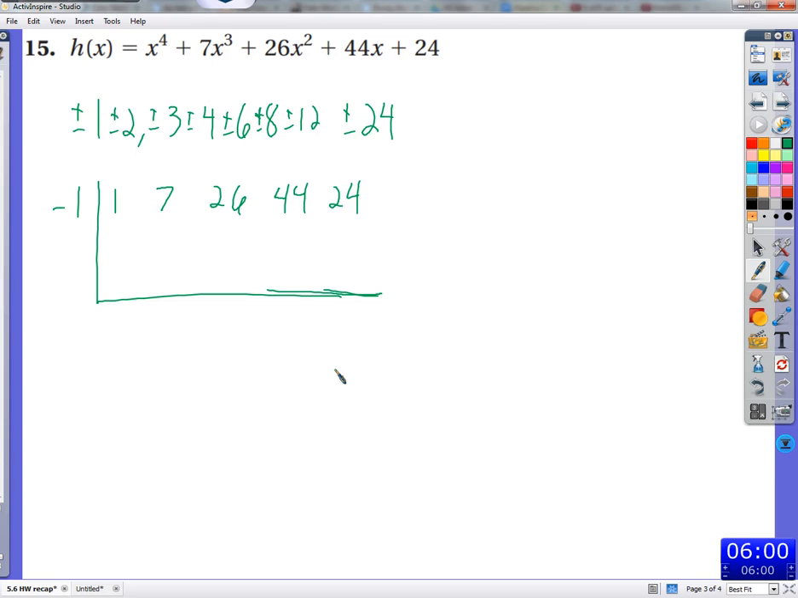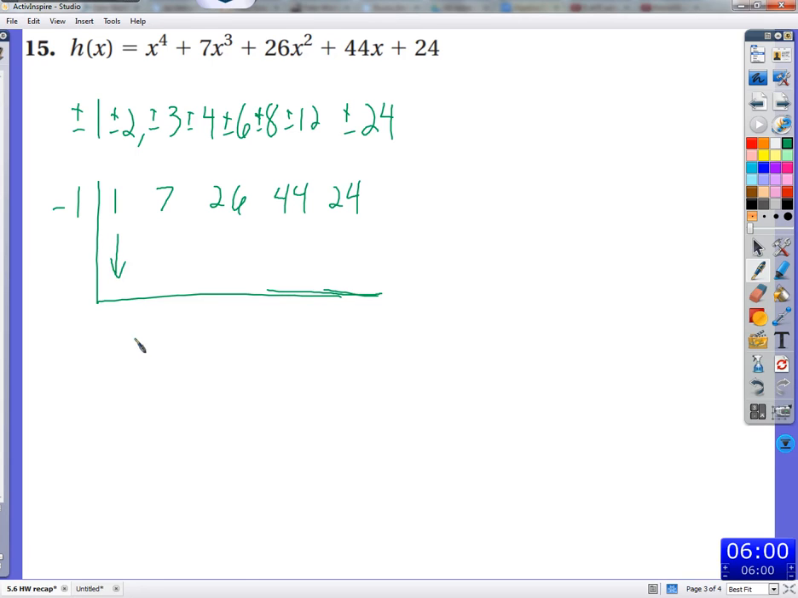How about synthetic division? What division are we doing when we do this synthetic division? What are we taking and dividing by what? Dividing the whole entire thing by x plus 1. So we'll find out if negative 1 is a 0, and at the same time, if negative 1 is a 0, then x plus 1 will be a factor.